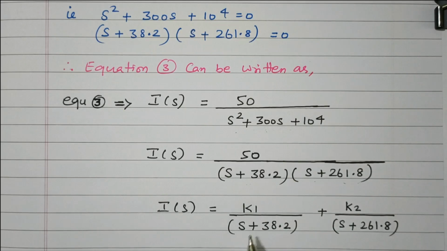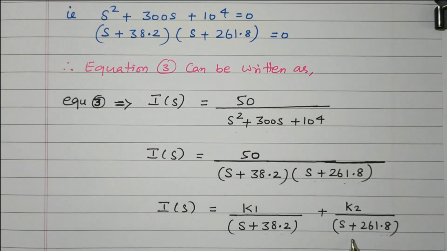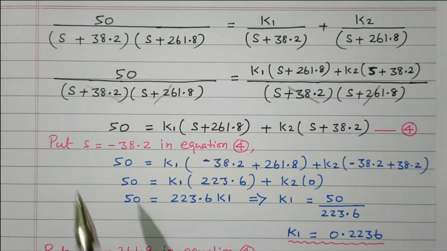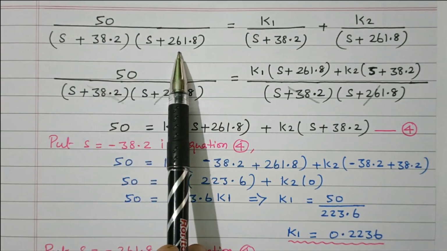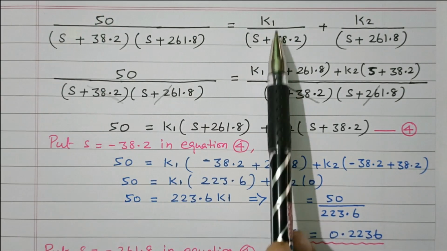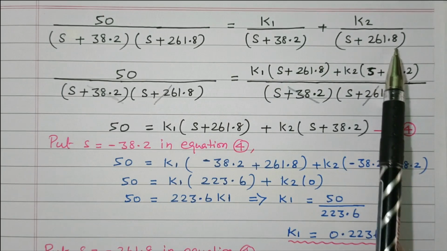So here we introduce k1 divided by s plus 38.2 plus k2 divided by s plus 261.8. So before taking the inverse Laplace, we need to find the value of k1 and k2, right? So this equation is written like this by using the partial fraction technique. Now we'll go for the further simplification. So this equation 50 divided by s plus 38.2 into s plus 261.8 is written as k1 divided by s plus 38.2 plus k2 divided by s plus 261.8.